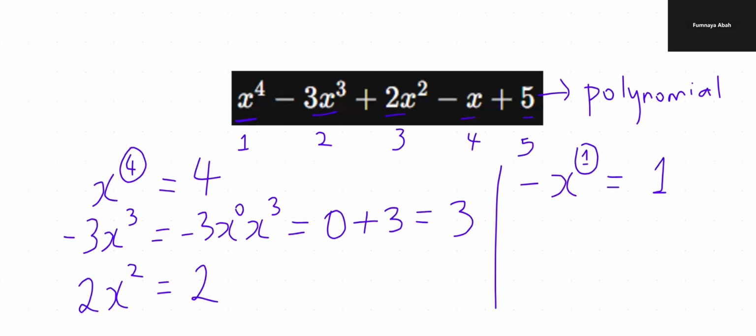And finally, we have the number 5. And 5 is the same as saying 5 times x raised to the power of 0, because x raised to the power of 0 is 1, and 5 times 1 is equal to 5. So this is basically the same thing. And since x has a power of 0, then the degree of this term is also equal to 0. So in general, constants, numbers on their own, have degrees of 0.